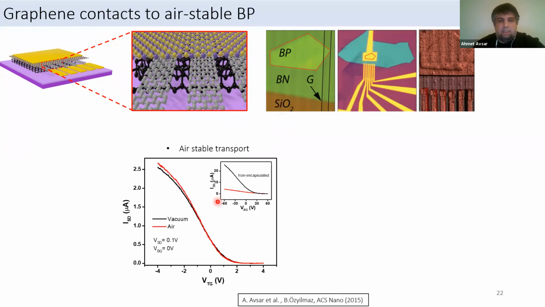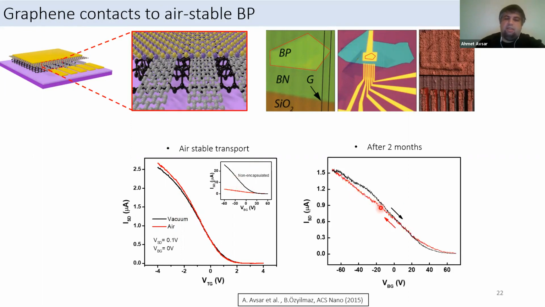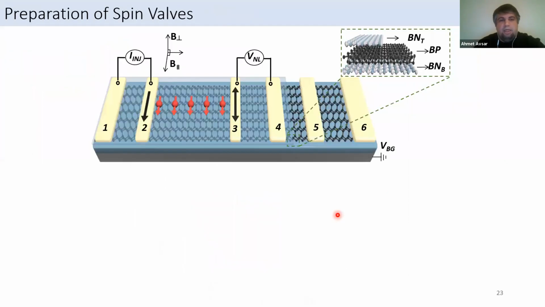complete the devices. And in this device, we could see already, if you measure in vacuum or in air, they show the same transport characteristic. And this is very good compared to the non-encapsulated devices, where the device transport becomes very unreliable. And we could also see that the sample, even after 2 months, nothing was happening, and it still shows a hysteresis-free transport characteristic.